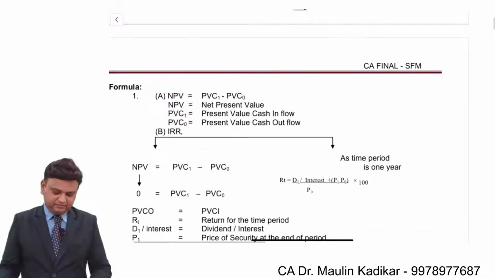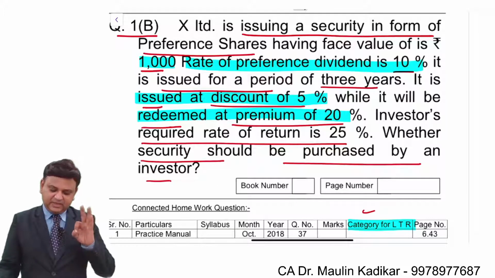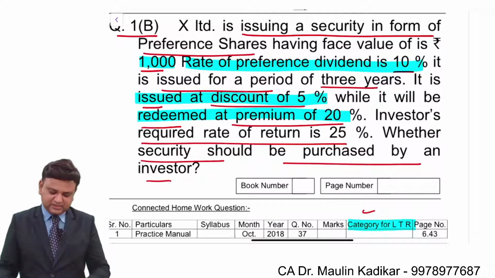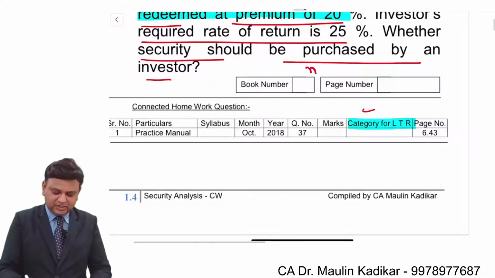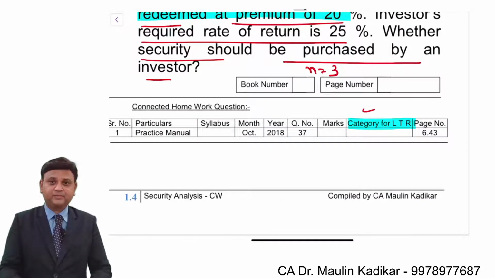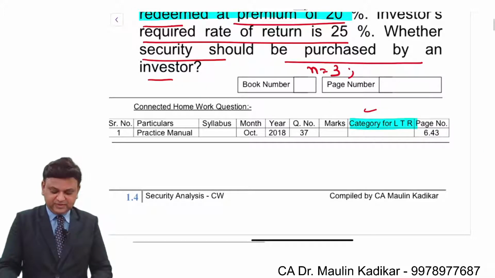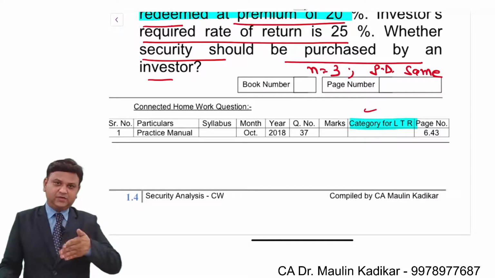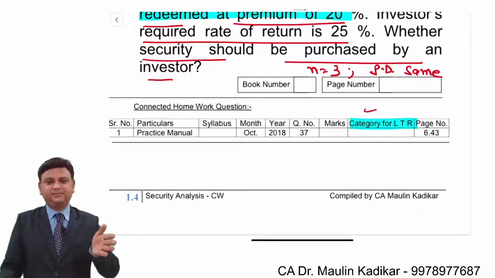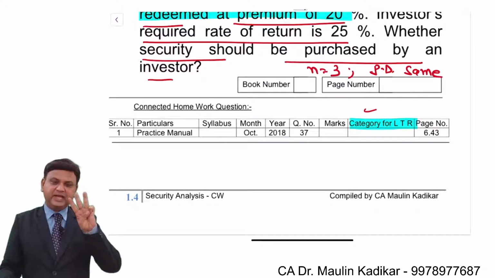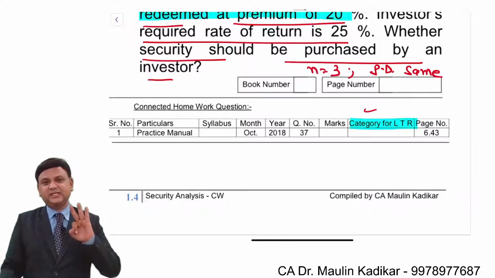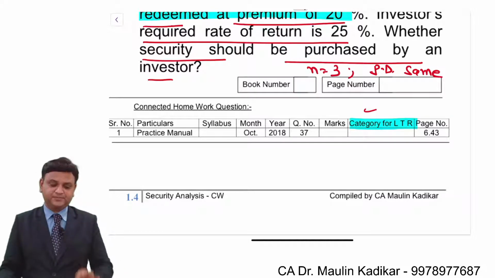Next question. Same question, in which the only change that I have made is that the time period is 3 years. And what I have done, friends, is keep the preference dividend the same on an annual basis. First year, second year, third year, it is the same. N is 3 and the dividend is the same. And I did the answer by all the 3 methods.